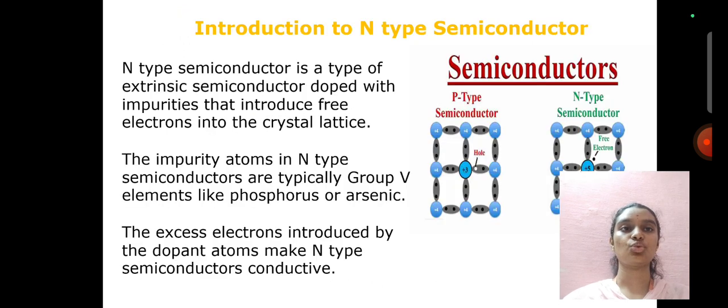The introduction to the N-type semiconductor. An N-type semiconductor is a type of extrinsic semiconductor doped with impurities that introduce free electrons into the crystal lattice. The impurity atoms in N-type semiconductors are typically group 5 elements like phosphorus or arsenic. The excess electrons introduced by the dopant atoms make the N-type semiconductors conductive.